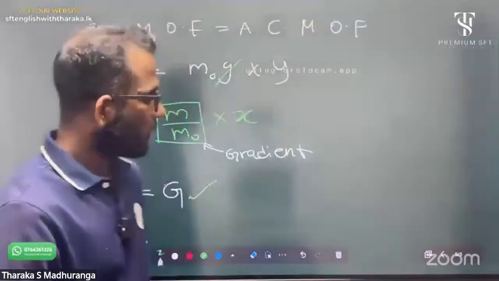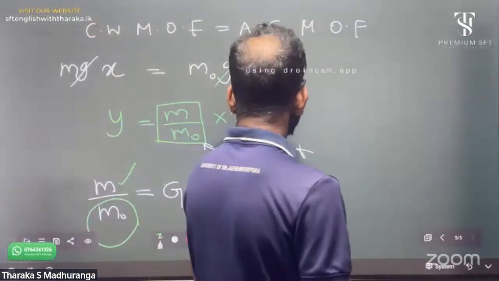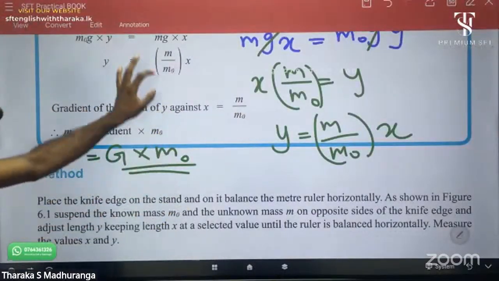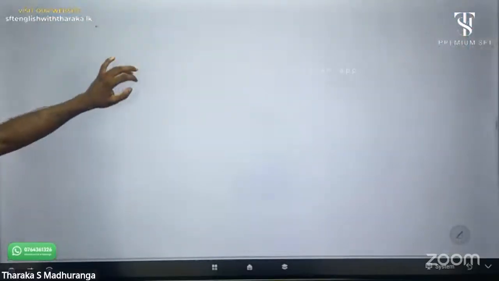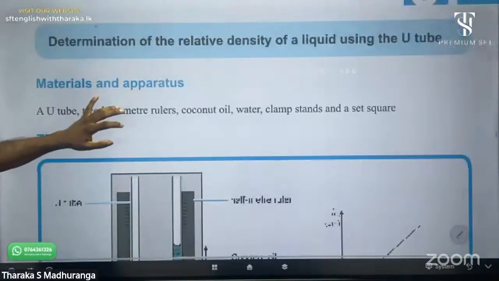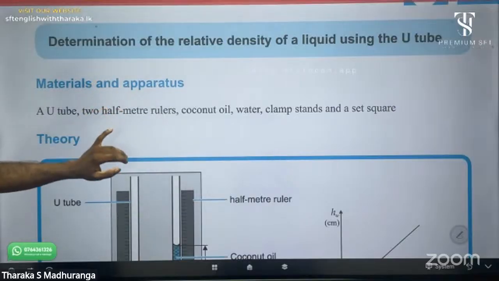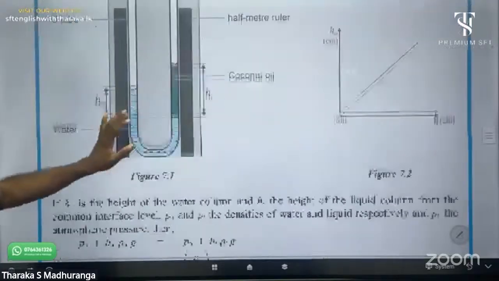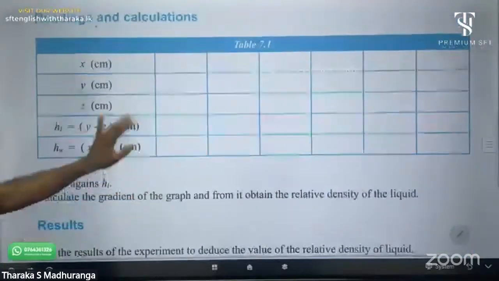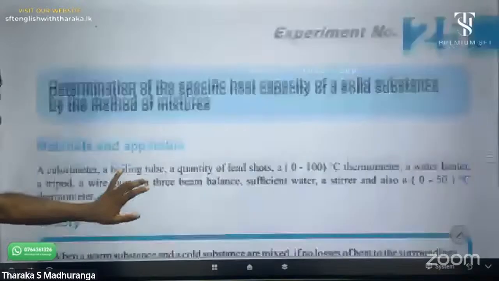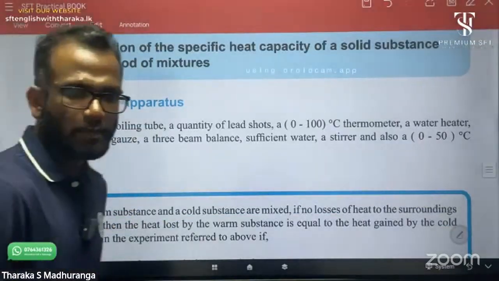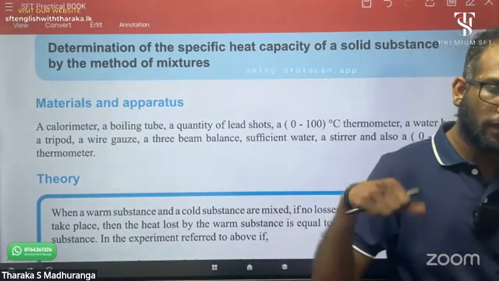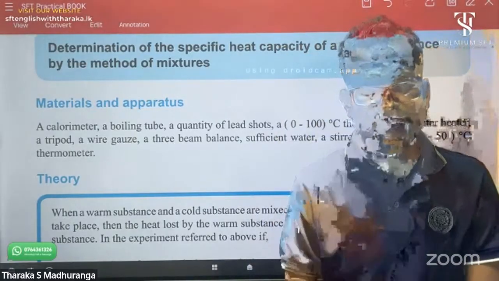Okay, let's move into the next practical. Now, it is 10:30. We have 25 minutes for this practical. Before the fluid mechanics practicals, let's move into the heat practicals. Let's finish heat first, because fluid mechanics has very small parts. The heat part is most important.